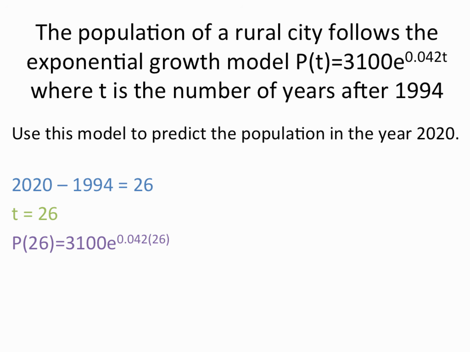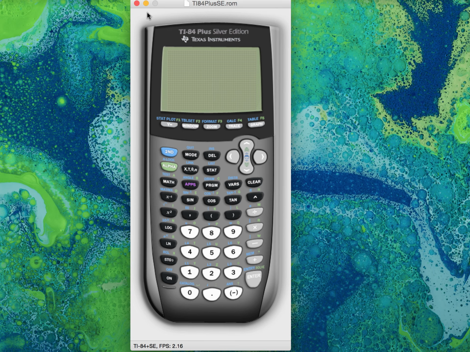Now we can use the calculator. We can use the calculator by plugging it in pieces or plugging it all together, and I'll show both ways. And we'll start by plugging it in pieces. So to do that, we can just do 0.042 times 26.